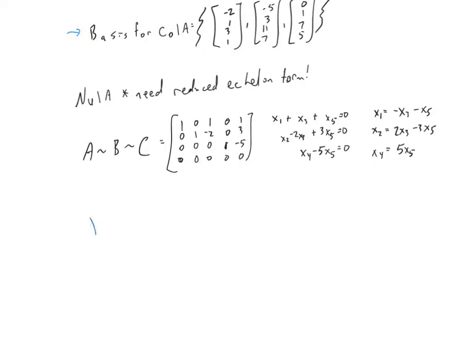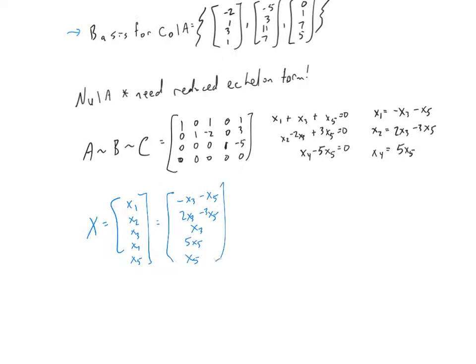Yeah, let's do that. Okay, so I can write my x solution, x1, x2, x3, x4, x5. I didn't make that bracket wide enough. That's okay. So x1 is negative x3 minus x5. x2 is 2x3 minus 3x5. x3 is free, so it gets an x3. x4 is 5x5. And x5 is free, so it also gets just an x5.